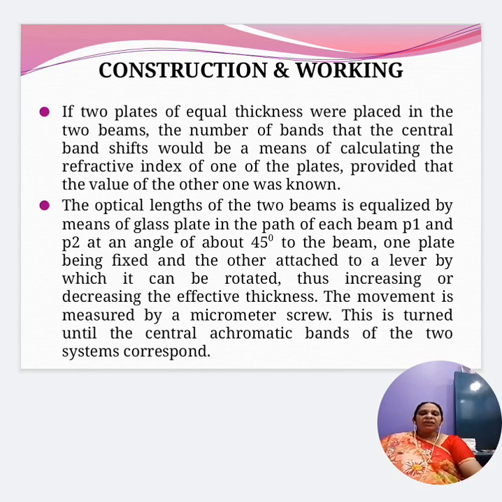The optical length of the two beams is equalized by means of a glass plate in the path of each beam, P1 and P2, at an angle of about 45 degrees to the beam. One plate is fixed and the other is attached to a lever by which it can be rotated, thus increasing or decreasing the effective thickness. The movement is measured by a micrometer screw. This is turned until the central achromatic bands of the two systems correspond.